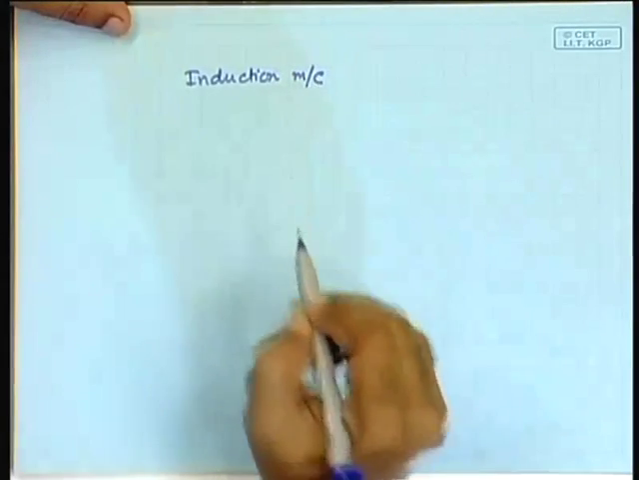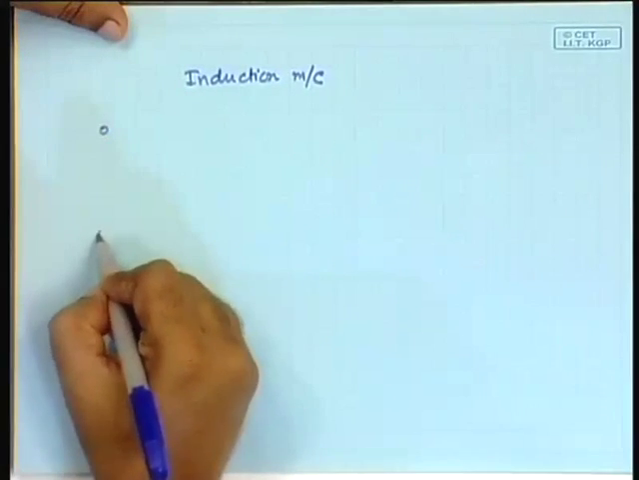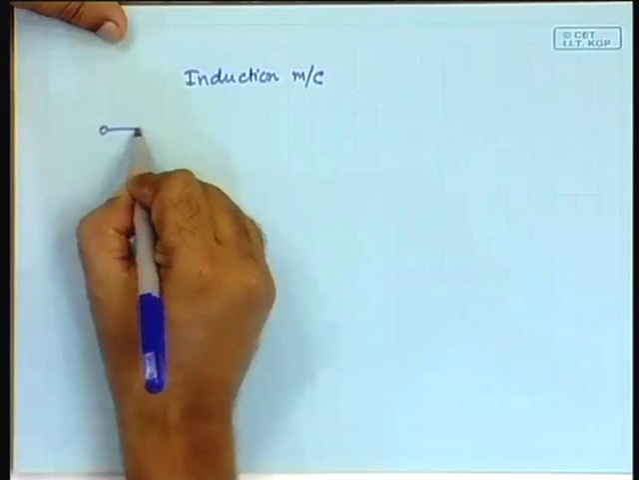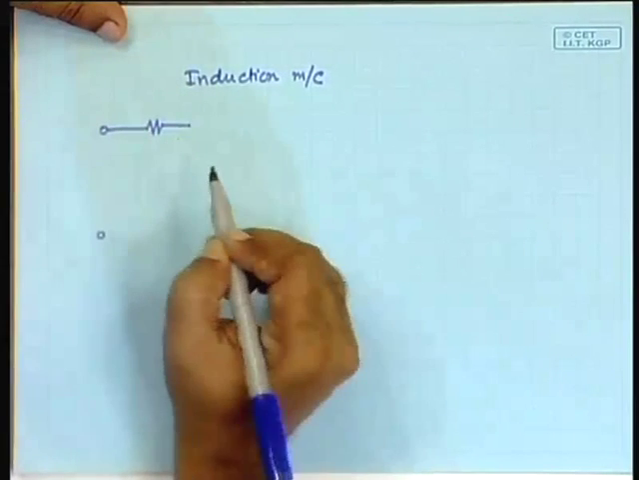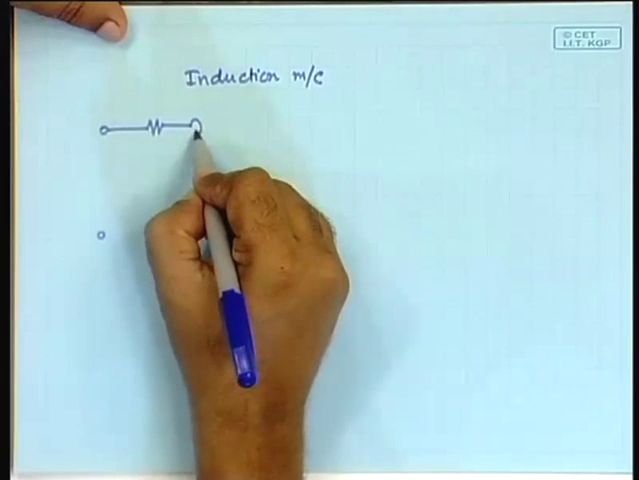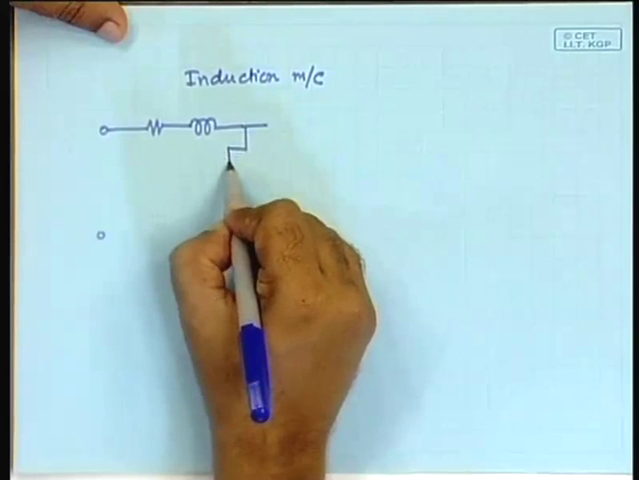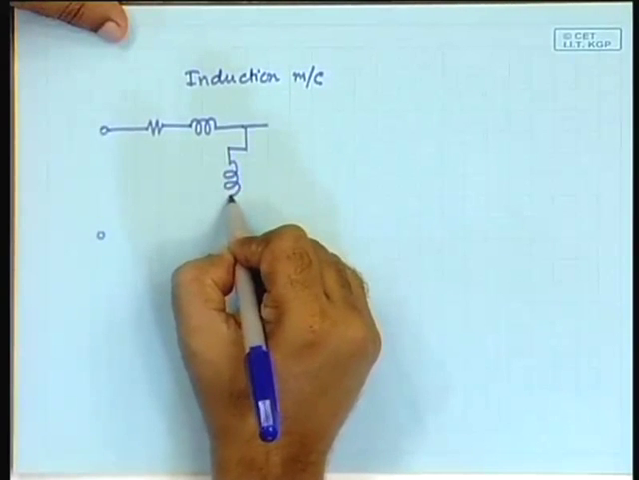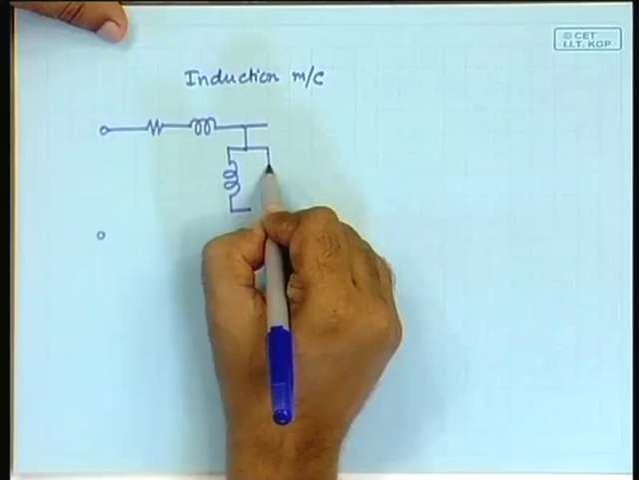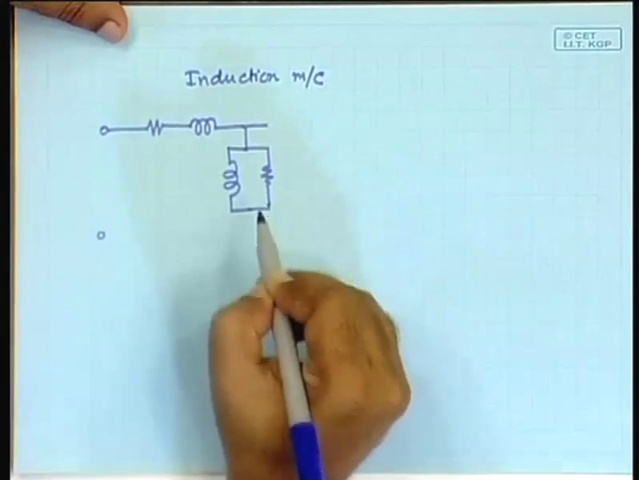Let us first briefly recapitulate what we said in the last class. For the induction machine, we were developing the equivalent circuit and said that let this be the input side. There will of course be the stator resistance, the stator leakage reactance, and then the magnetizing branch comprising a magnetizing reactance and a loss component that is represented by a resistance.